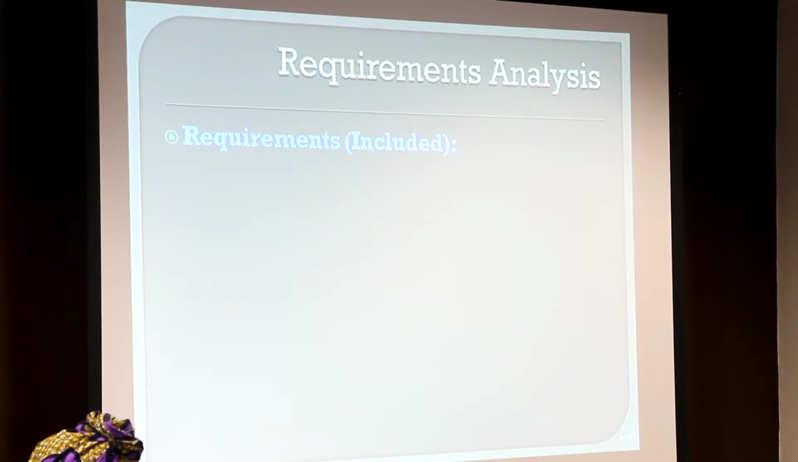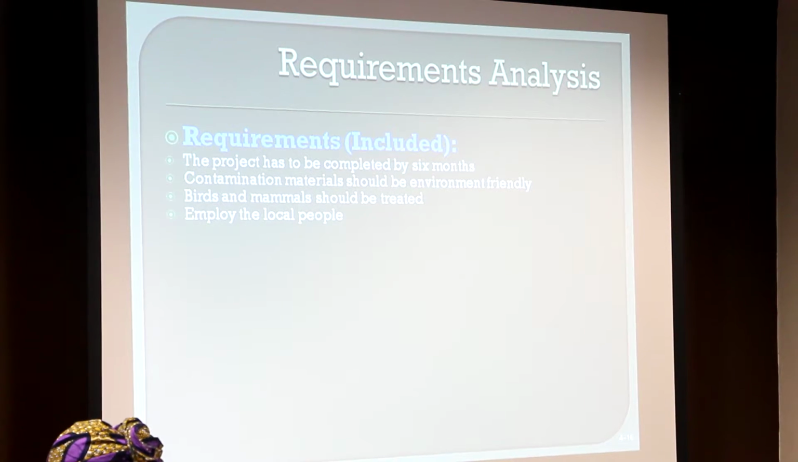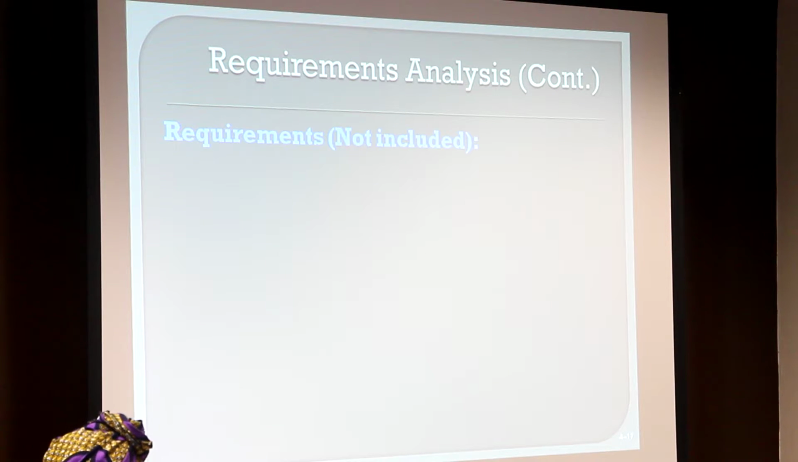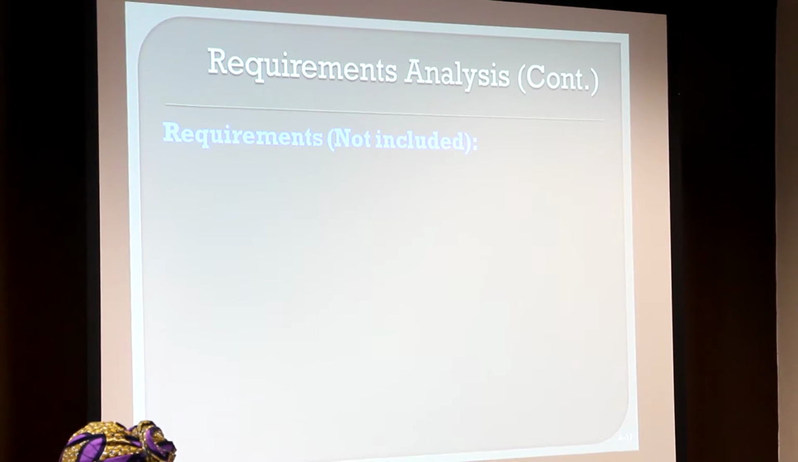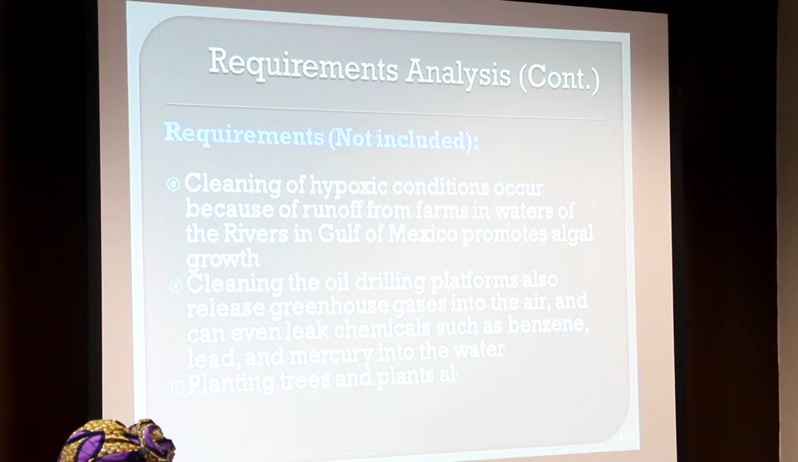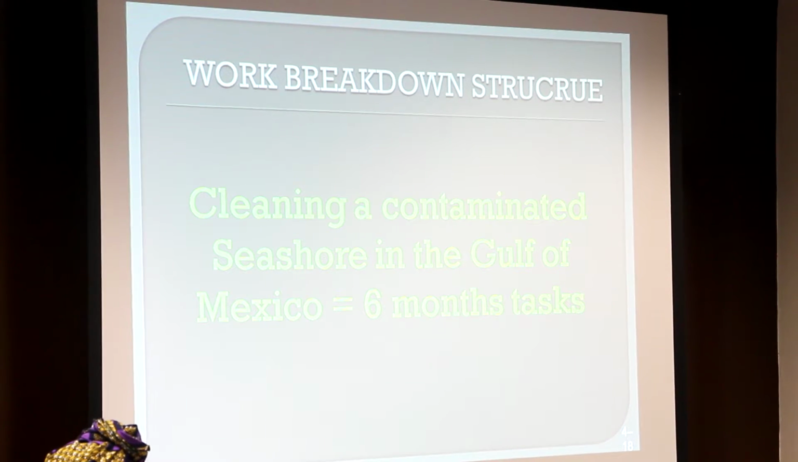Okay, in the scope, the requirements included: the project has to be completed, contamination should be environmentally friendly, birds and mammals should be treated, employees, the local people. It goes on and on. They also have a slide on what is not included, because they wanted to make sure that everything is on the same page. Cleaning, this is what they do. Okay, and this is their work breakdown structure.